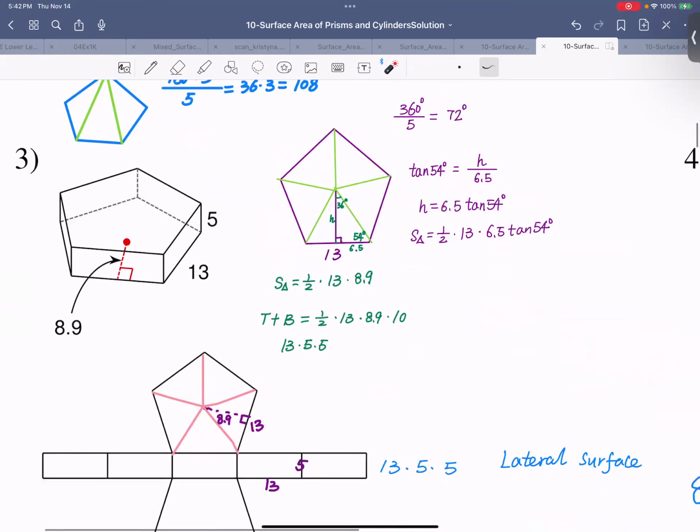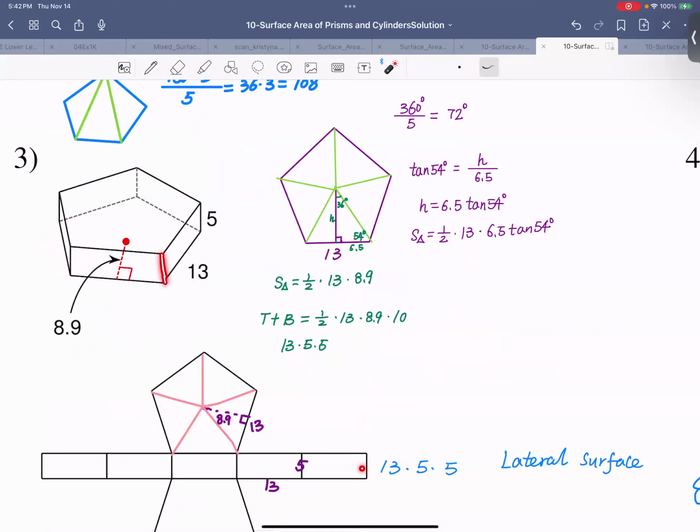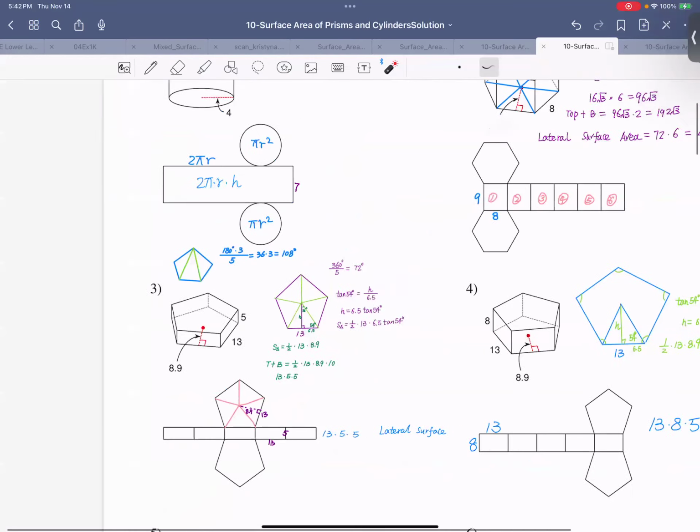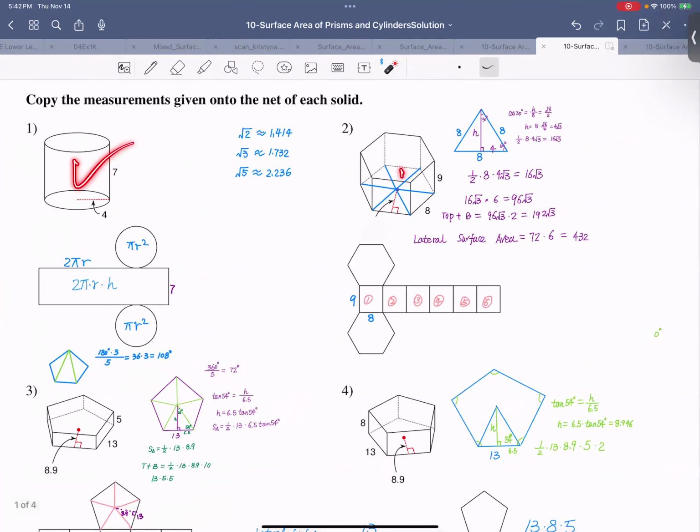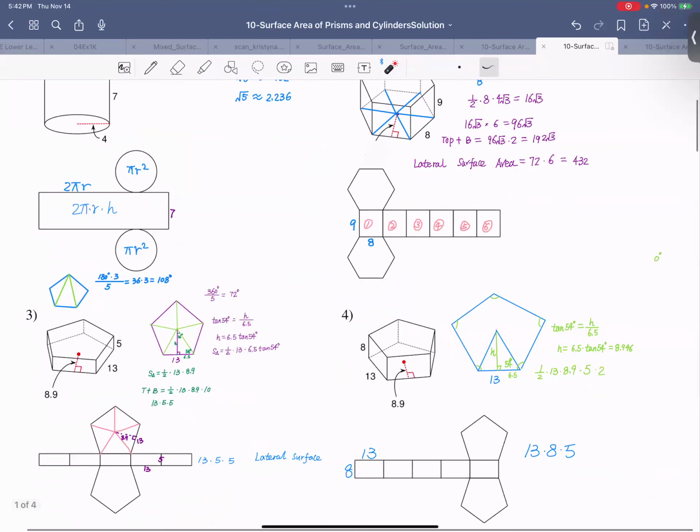And the rectangle part, you cut this, you open it. You have 5 equal rectangles. So you do 13 by 5 times 5. That's called lateral surface. This is called top and bottom surface. Cylinder, hexagon prism, pentagon prism. All of this is not hard at all. Go try number 4. Do your own drawing.